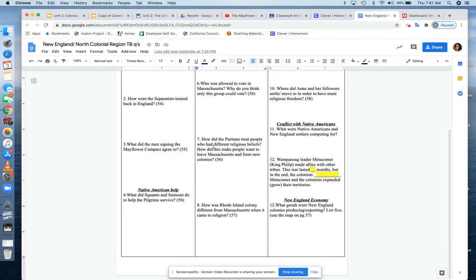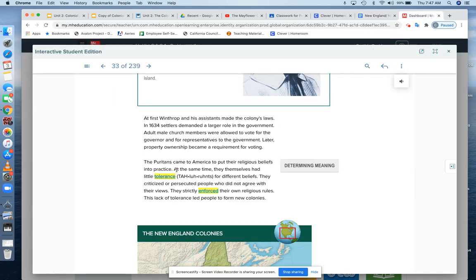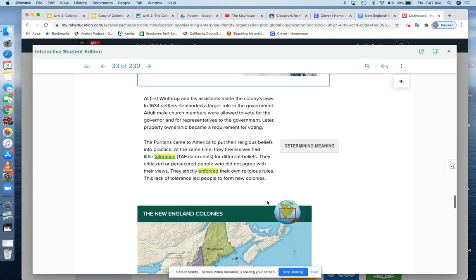Next question. Number 7, how did the Puritans treat people who had different religious beliefs? And how did this make people want to leave Massachusetts and form new colonies? The Puritans came to America to put their religious beliefs into practice. At the same time, they themselves had little tolerance for different beliefs. They criticized or persecuted people who did not agree with their views. They strictly enforced their own religious rules. This lack of tolerance led people to form new colonies.